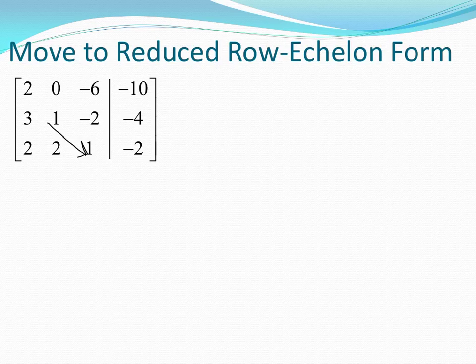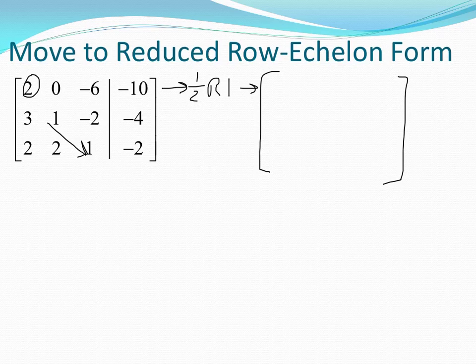So I'm going to start with the first row, and I want to create a leading one in the first row, first column. To do so, I'm going to replace the first row with 1/2 times the first row. 1/2 times 2 is 1. 1/2 times 0 is 0. -6 times 1/2 is -3. And -10 times 1/2 is -5. So our new row 1 has a leading 1. The other two rows will remain exactly the same.